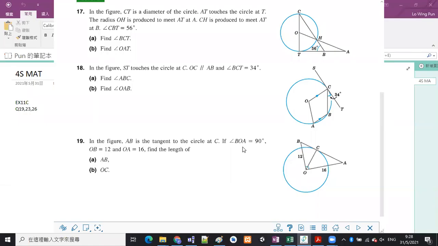So let's come back to exercise 11C, which is about tangent perpendicular to radius.